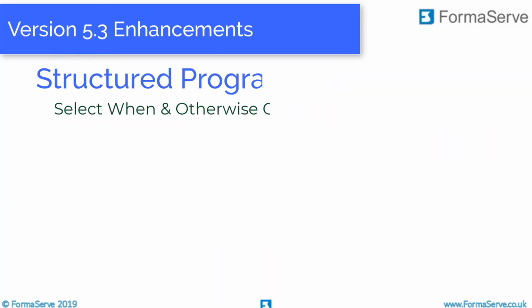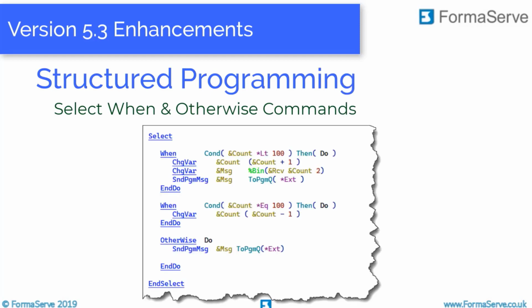We are now going to have a look at the select command. This command is similar to its RPG equivalent. It is also known as a case command in some other programming languages. The select command begins a structure to allow conditional processing of groups of commands. The select group is ended with an end select command and must contain one or more when commands and may be an otherwise command. So in this example we can see our start select and the end select commands.